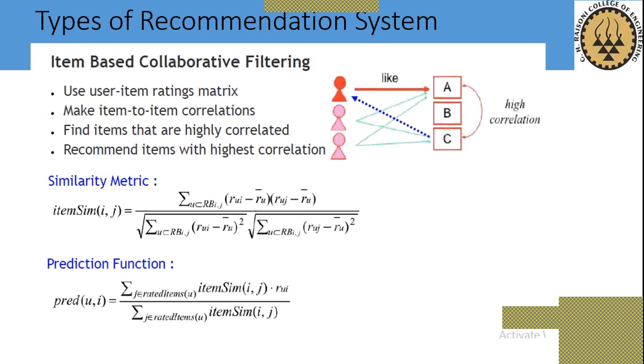So here we are making the similarity matrix. As we saw before in user-based collaborative filtering, the same formula we are using here, but instead of users, we are focusing on item similarity. The item similarity of i and j means there are two items, i and j. So what is the correlation between item i and item j? How can we find it out?